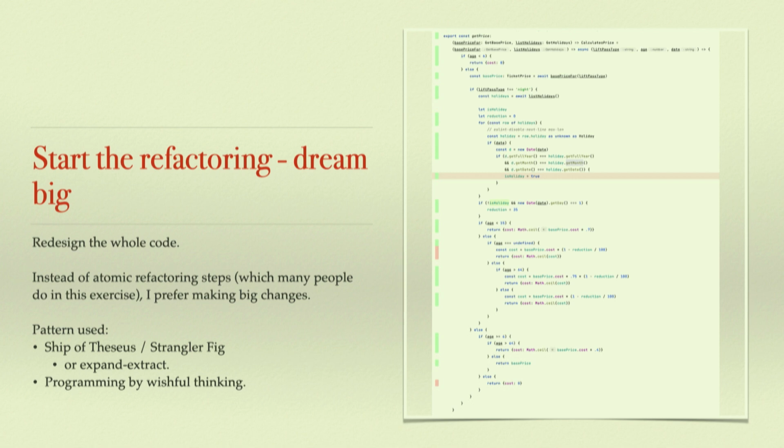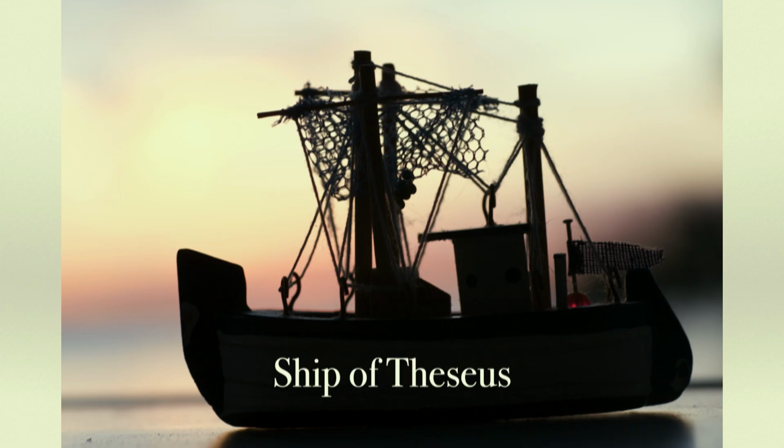How do I do this? And figuring out what are the smallest things that I can extract methods into? I start exactly the same way. I start like, I want to change the whole thing. And I use the Ship of Theseus or strangler fig pattern for that.